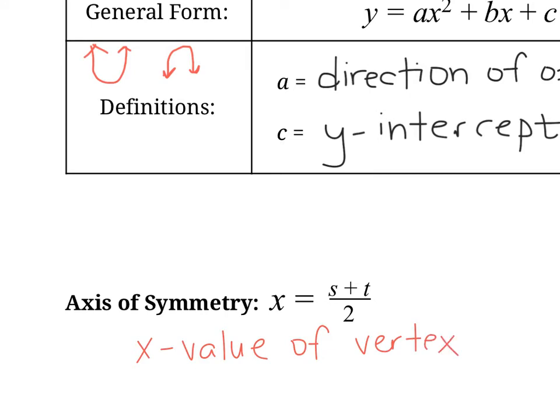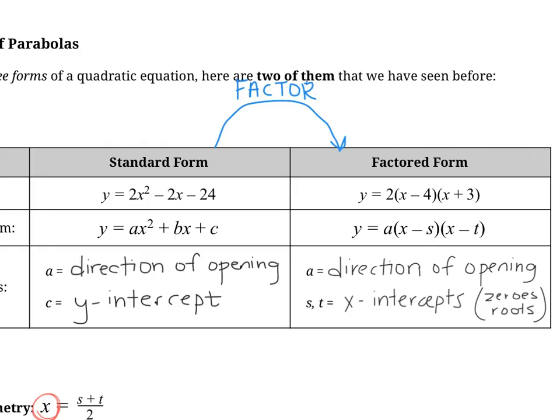In order to find the corresponding y value of your vertex, you could take your axis of symmetry value and substitute it back into your original quadratic equation. If you wanted to take an equation that was in factored form and you wanted to turn it back into standard form, you then could use the process of expanding called the FOIL method.